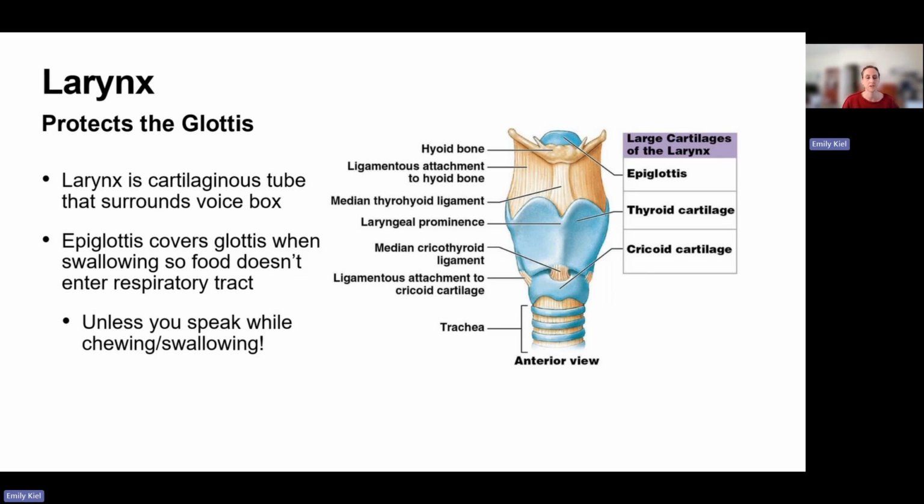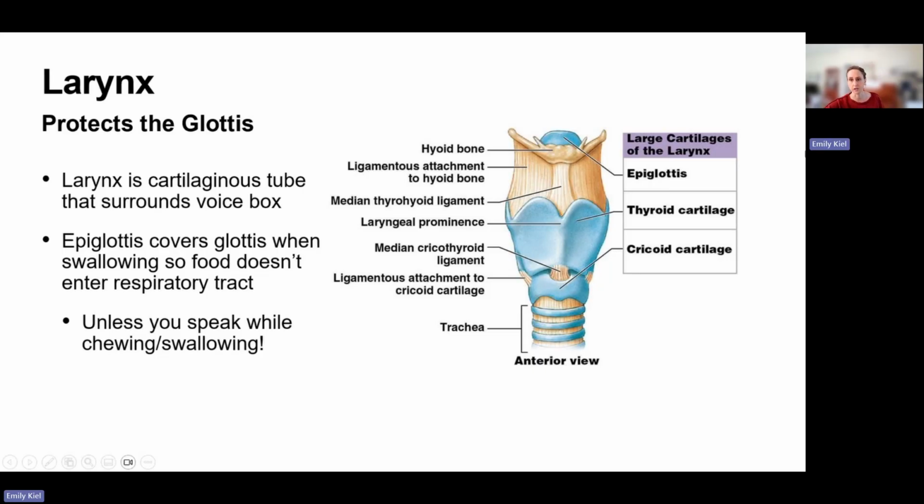So here's the larynx, and the goal of that is to protect the glottis. It's a cartilaginous tube that surrounds the voice box. You can feel it. And you have a piece of cartilaginous tissue called the epiglottis. That's what covers the glottis when we're swallowing, so food doesn't enter that respiratory tract unless you speak while you're chewing and swallowing. And only one opening, either the esophagus or the trachea, can be open at a time, and that's where you have the risk of choking or having food go down the respiratory tract.